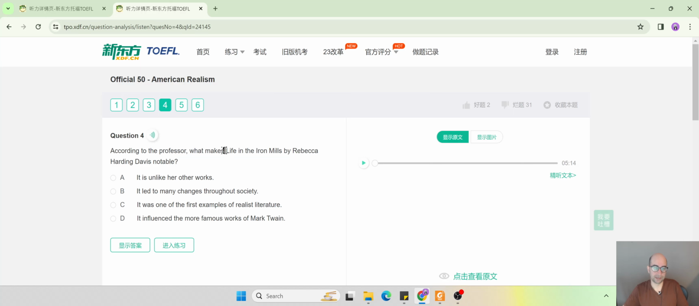Now Life in the Iron Mills is actually the name of her work. In this case, it's like a book or novel. And Rebecca Harding Davis is the writer, the author of this book, clearly. And they want to know, why is this notable? If you don't know what this word means, basically they mean, why is it important? So that gives it away that this is a detailed question too.